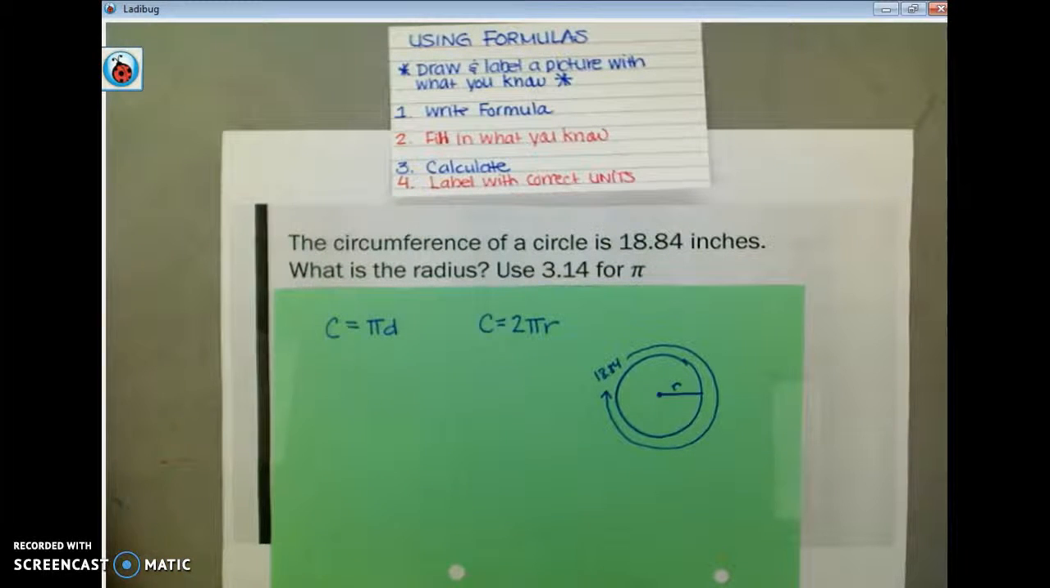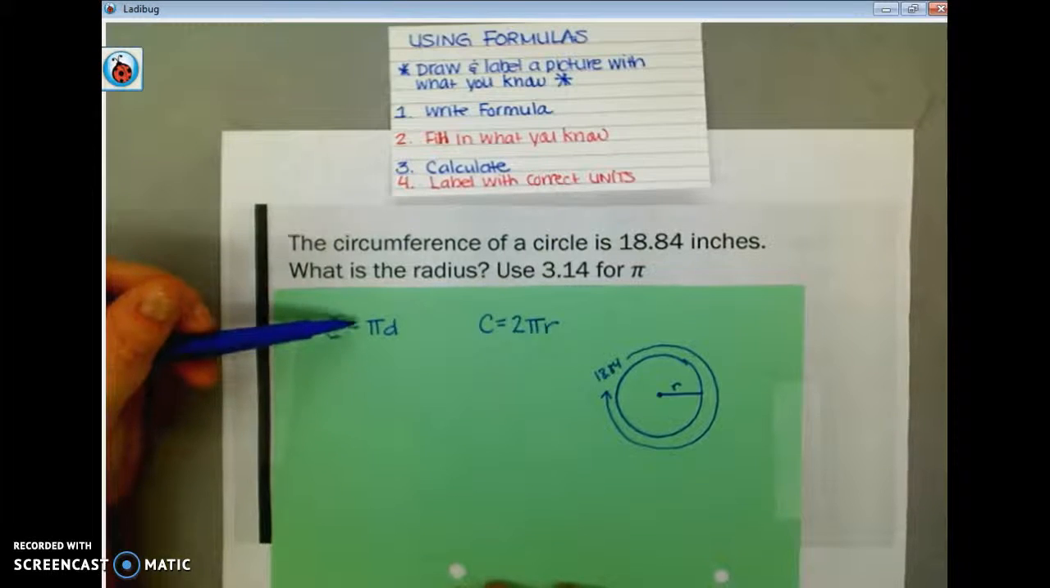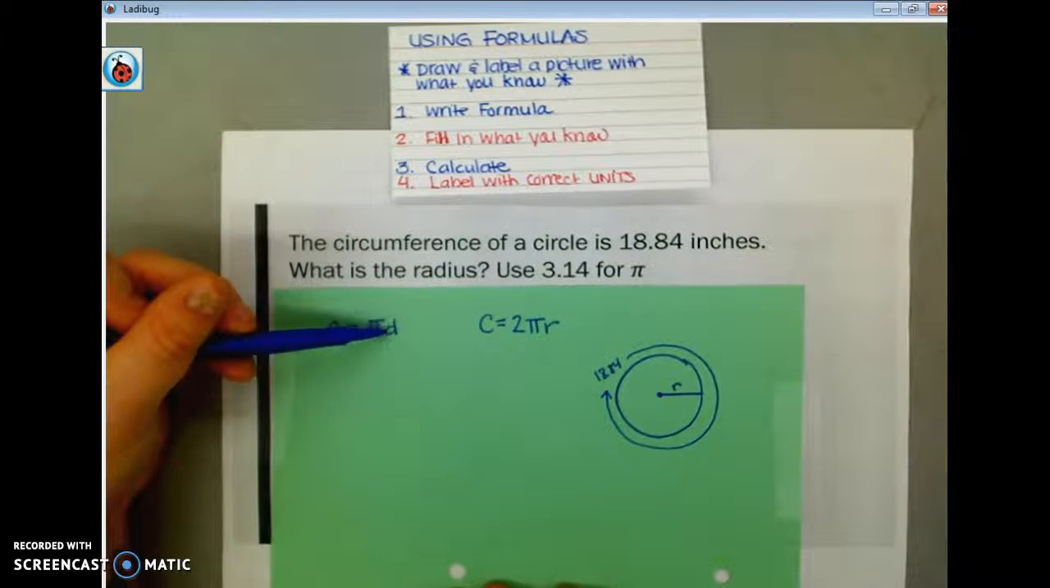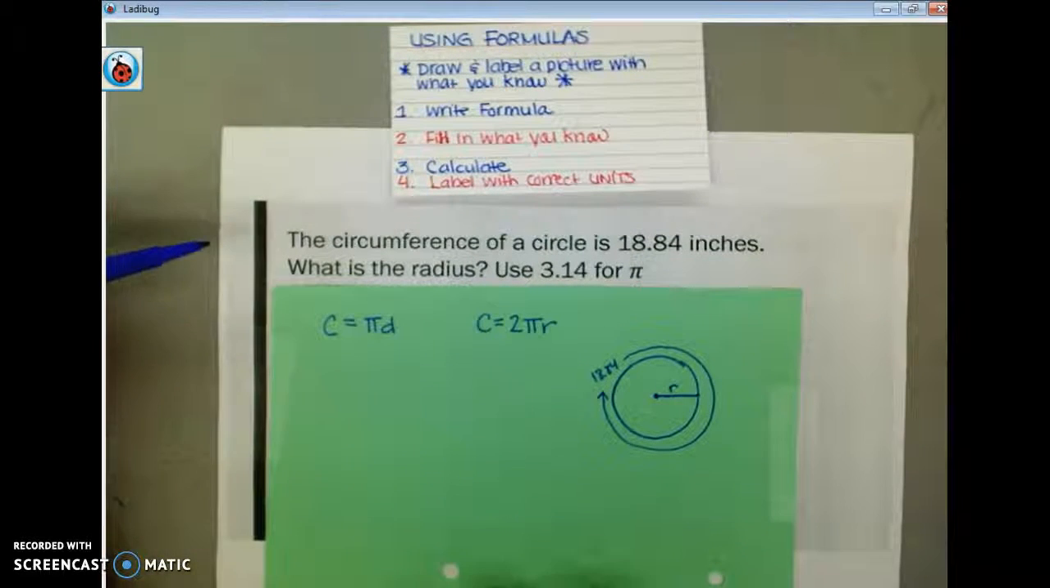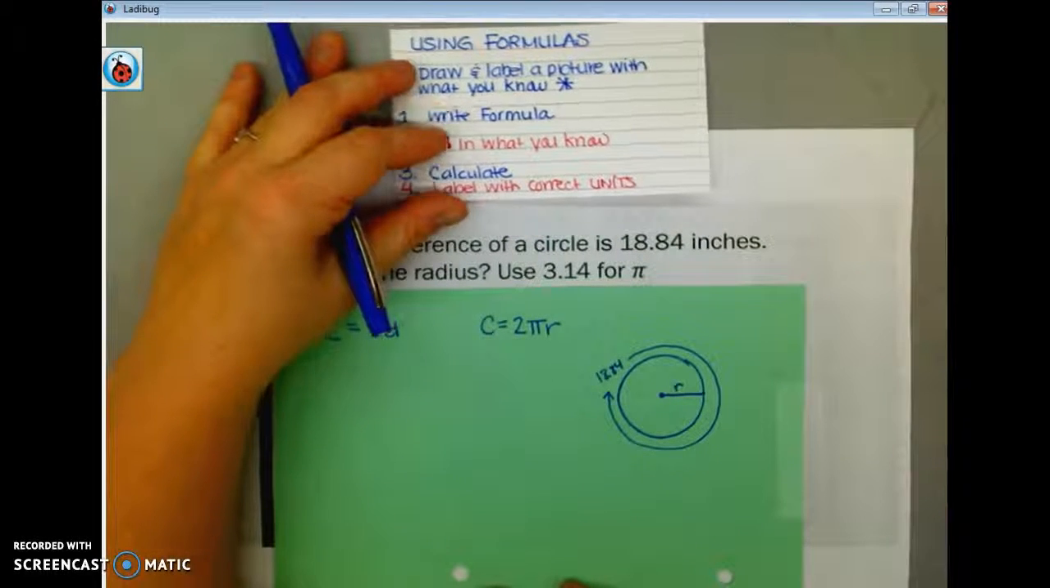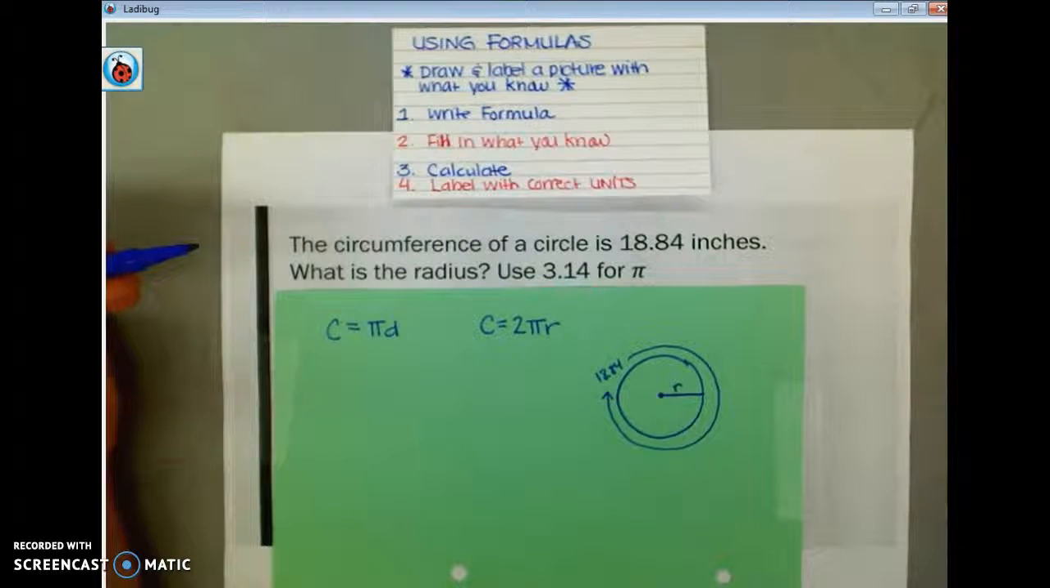You just have to be careful with, if you're solving for this one, you're going to end up solving for the D, for the diameter. And once you know the diameter, then yes, you can find the radius. So just be careful that you know what you're solving for.